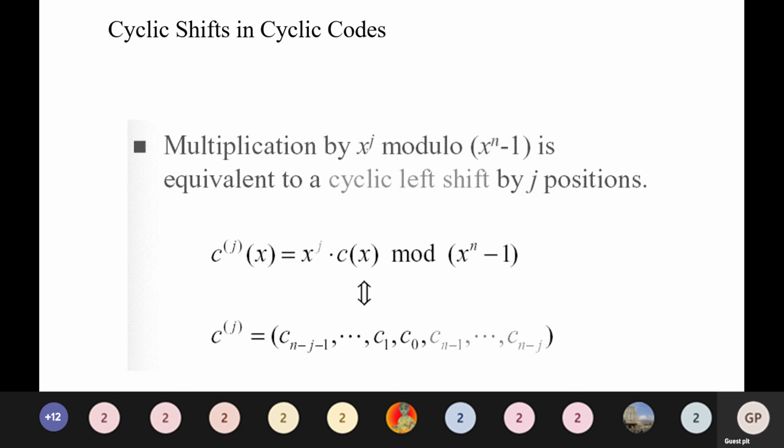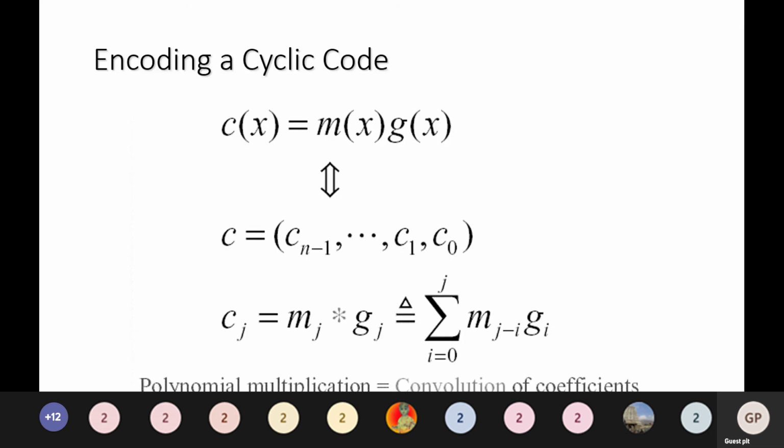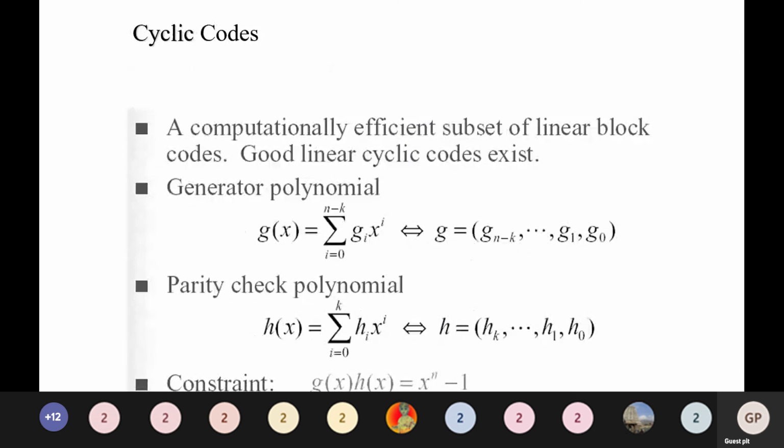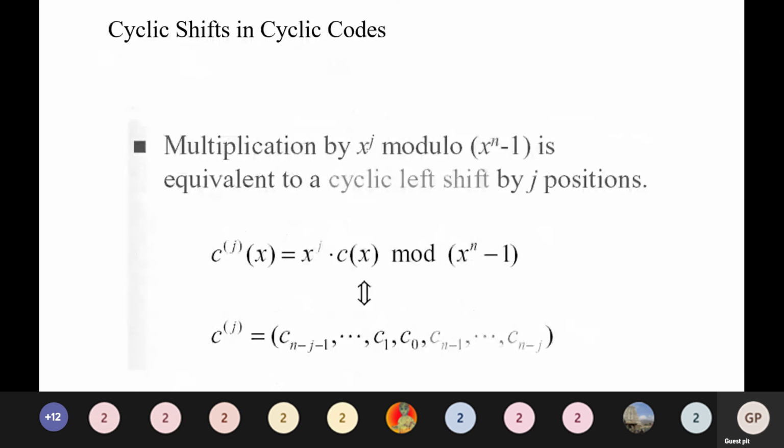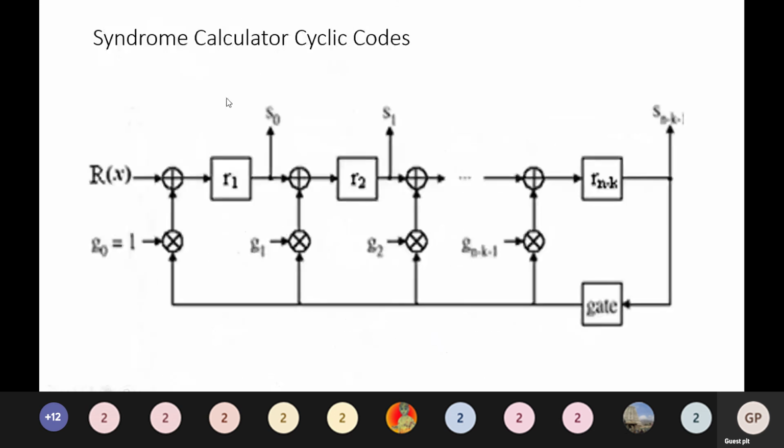So these are some of the cyclic shifts. Look into the properties of various error control codes, so using the properties you can solve problems. Then if you look into the syndrome calculator, we saw what the syndrome was for linear block codes.